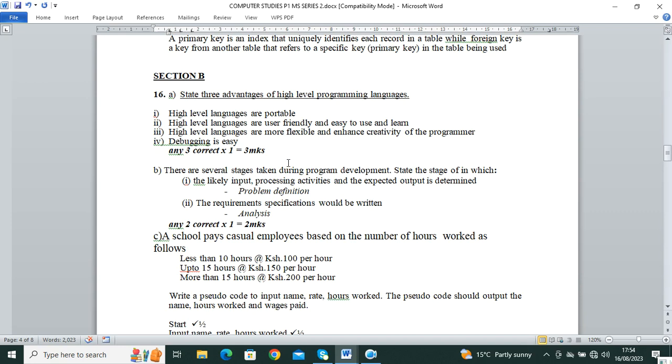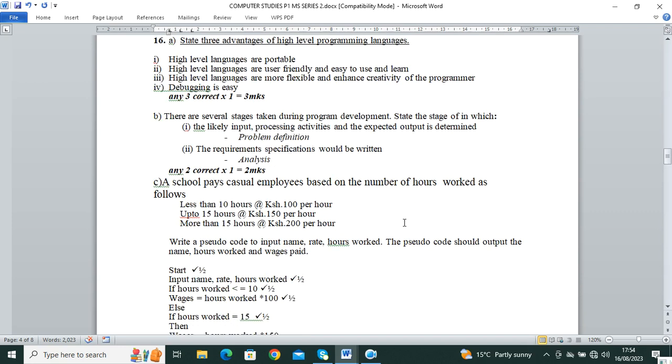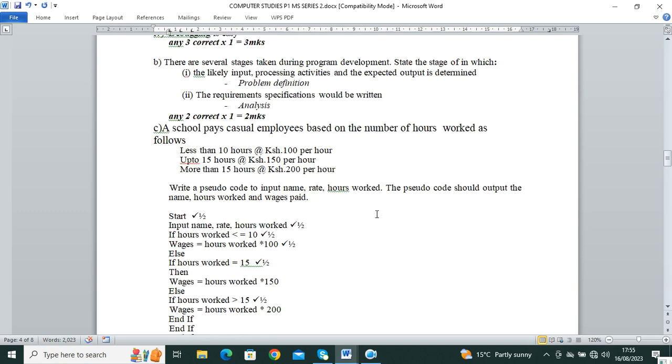Debugging is easy. Then there are several stages taken during program development. State the stage in which the likely input, that is the problem definition, requirements, specification would be written, that is analysis. Guys, remember to go through the Form 3 book. If you want to score an A, book 3 must be in your bloodstream. Then we have part C. A school pays casual employees based on number of hours worked as follows. Less than 10 hours, you are paid Kenya shillings 100 per hour. Up to 15 hours, you are paid 150 per hour. More than 15 hours, you are paid 200, that is Kenya shillings.